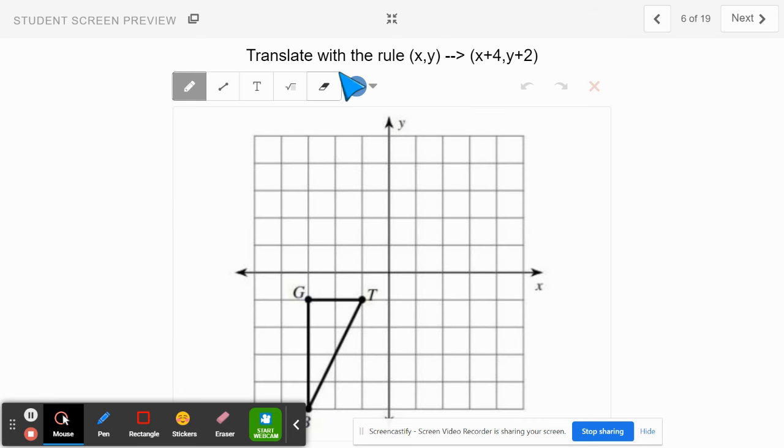All right, go ahead and translate with the rule, x plus 4, y plus 2. I'll do 1 coordinate just to help you. X plus 4, that means right 4: 1, 2, 3, 4. And y plus 2, up 1, up 2. Okay? Very cool. And that would be called T prime. Do the rest of these, please. I'm not going to spend time on this. You guys got this.